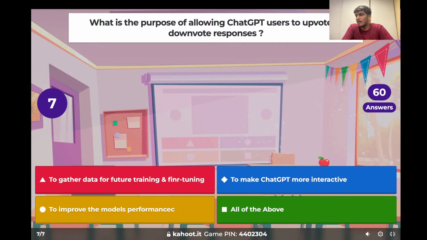Okay, so the question is, what is the purpose of allowing ChatGPT users to upvote and downvote?